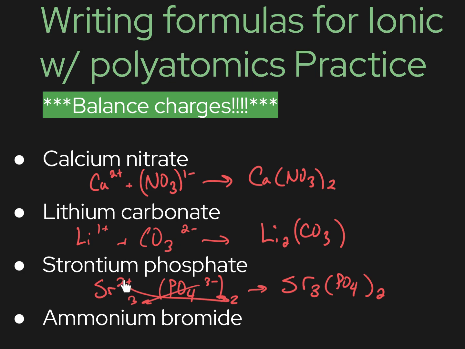The 2 goes outside the parentheses because I need 2 times 3 minus to balance out my 3 times 2 plus. Plus 6 on the left, minus 6 on the right. That's why I need 2 of these, because each one of these is 3 minus, so I need 2 of them to balance out the charges of the strontium. Now, once again, I'm going to pause this video, and I want you to try this bottom one, which is a bit of a toughie. See if you can do it.